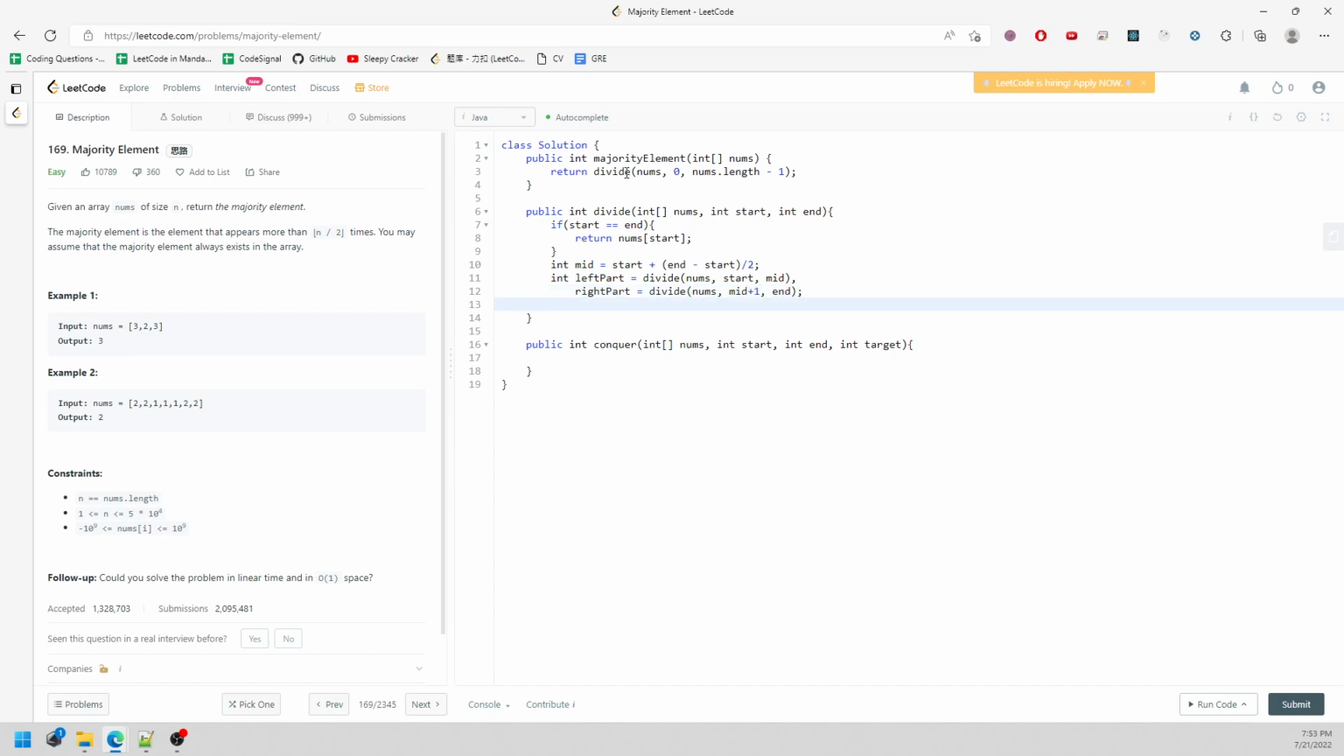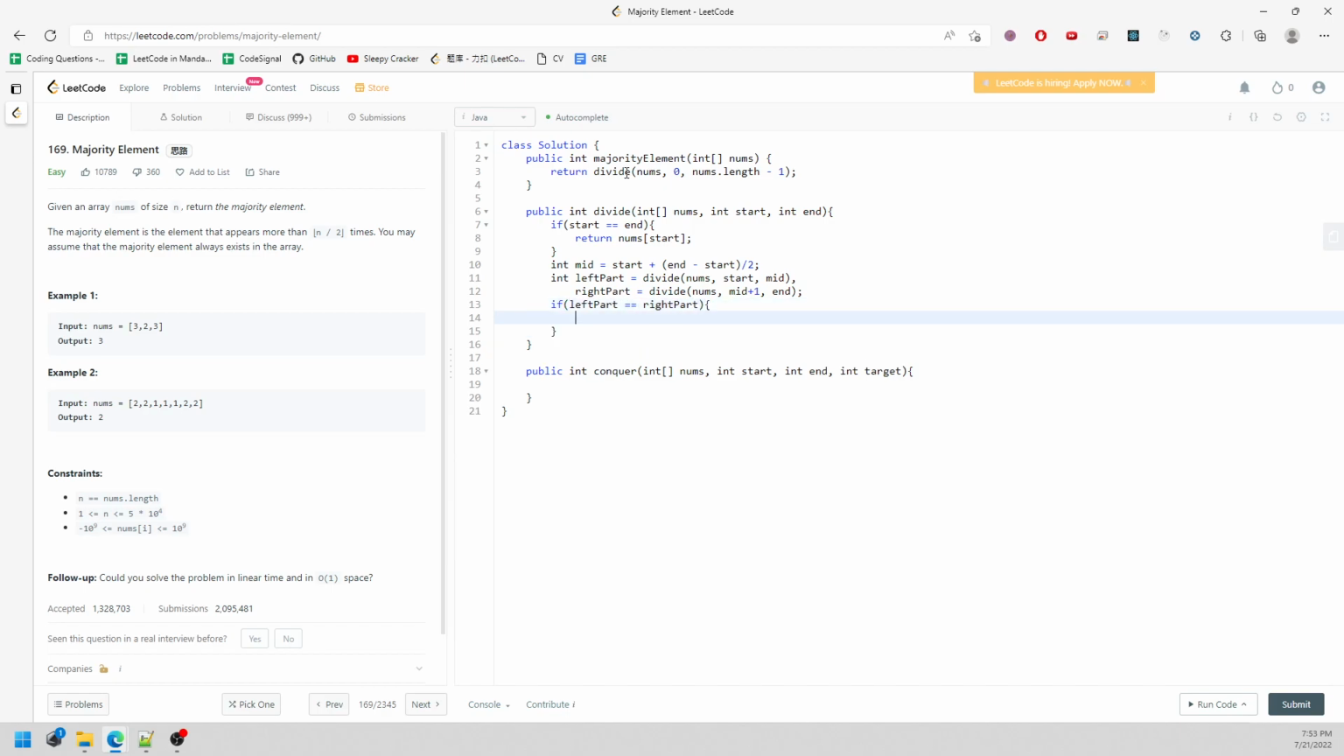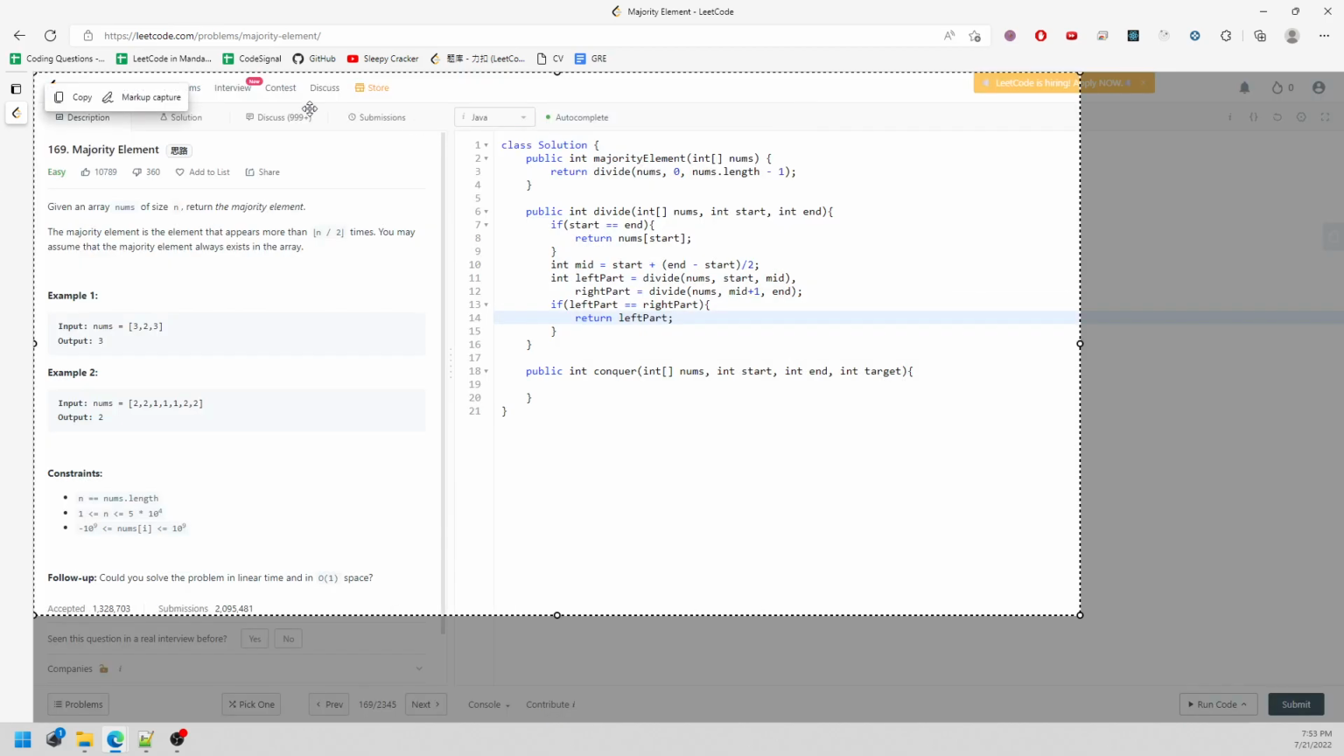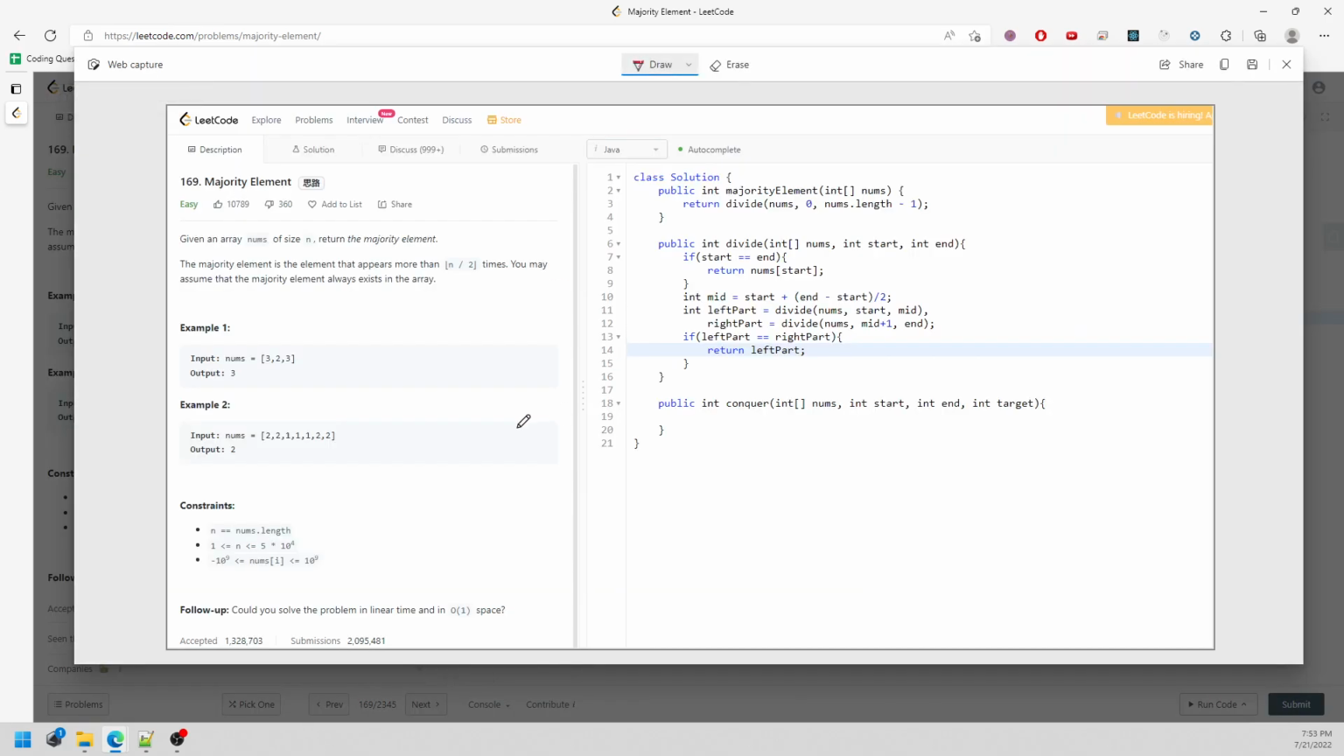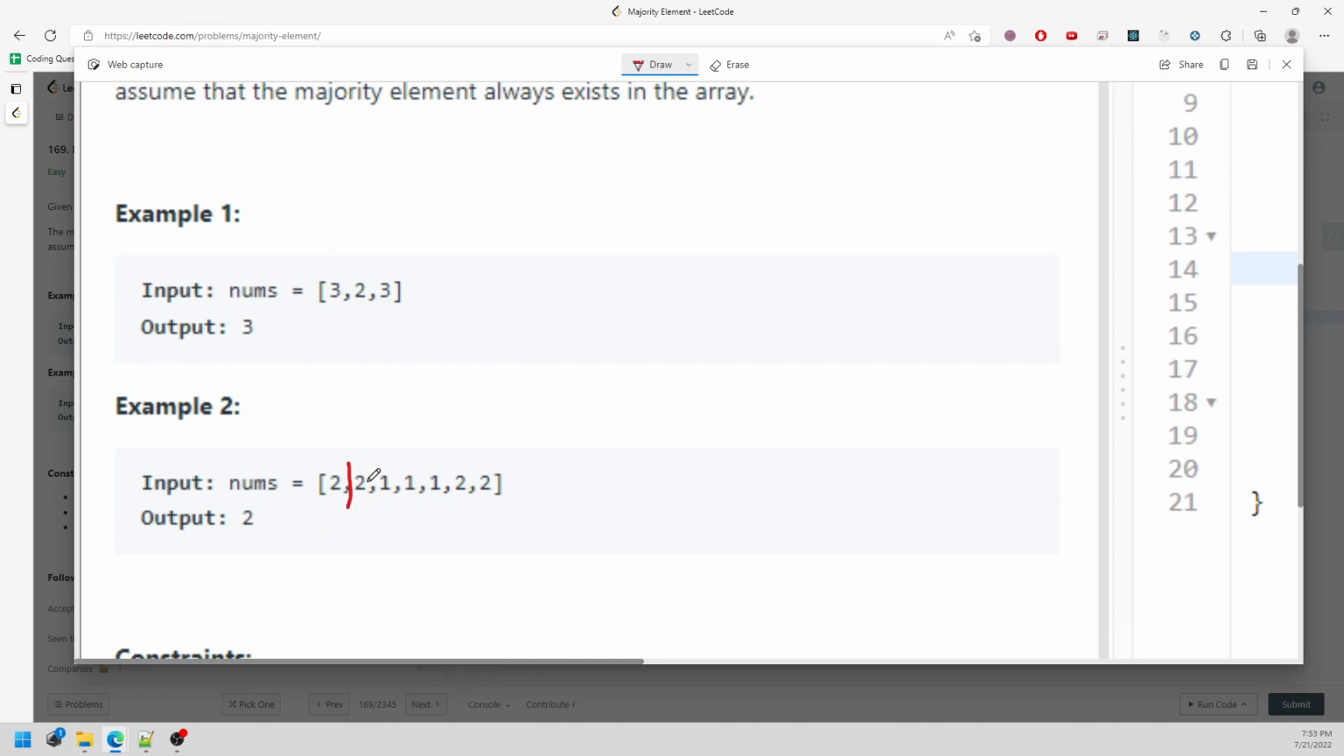And let's just see if the left part and right part are the same, which means what? They are only one element. So if the left part is equal to the right part, I will return what? The left part. Okay, this is it.